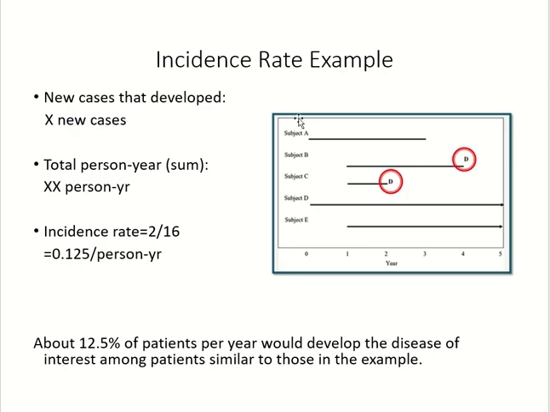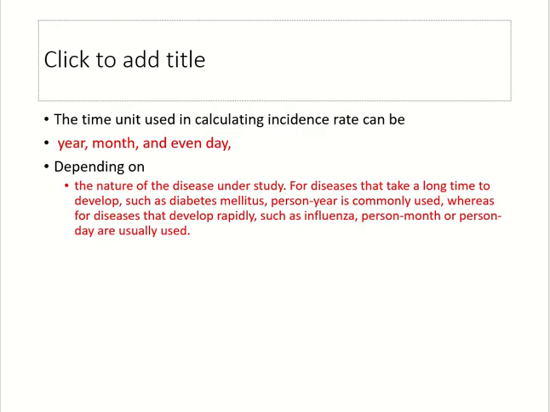So when we come to the calculation of the incidence rate, what we need to put in the numerator is the number of new cases, which is 2, 2 out of the 5 developed the disease, and then you're going to divide by the total person-years. How many person-years did we have? We had 16 person-years, and therefore you're going to get an incidence rate of 0.125 per person-year. Meaning we say about 12.5% of the patients per year would develop the disease of interest among patients similar to those in this example. Okay, which is quite different from cumulative incidence.